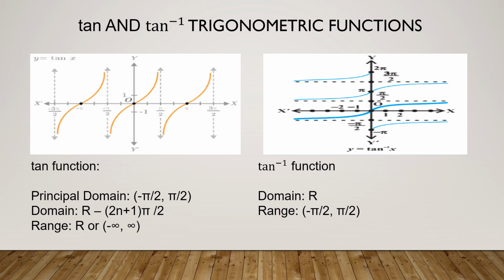So, remember, it is open interval minus pi by 2 to pi by 2 and the domain is R minus (2n plus 1) pi by 2. Because at pi by 2, 3 pi by 2, all these places tan is not defined. Range is minus infinity to infinity or R. For tan inverse function, the domain will be range of tan, which is R, and the range will be the principal domain of tan, which is minus pi by 2 to pi by 2 open interval. Once again, if you see the graphs, they are just obtained by interchanging the axes.